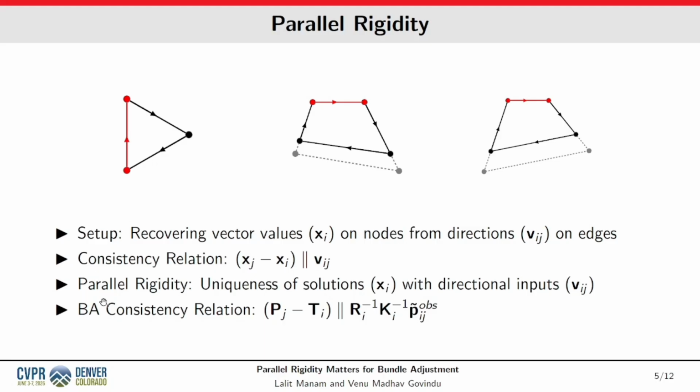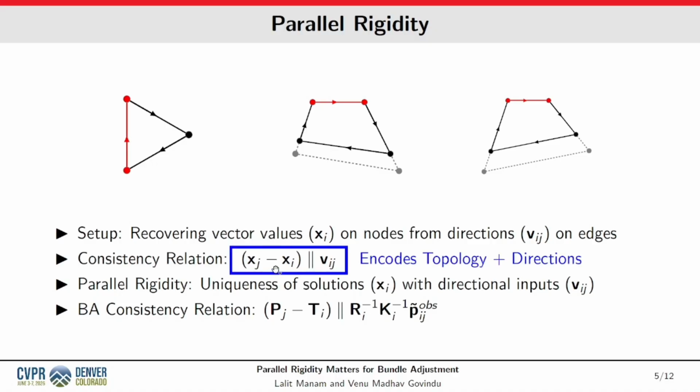Now, if we look closely, the BA consistency relation is very similar to the consistency relation that is dealt with in the parallel rigidity theory. But here, for the case of BA, our right-hand side is unknown since we don't know the rotations and intrinsics a priori. They are being optimized in the bundle adjustment. So how do we deal with this problem?